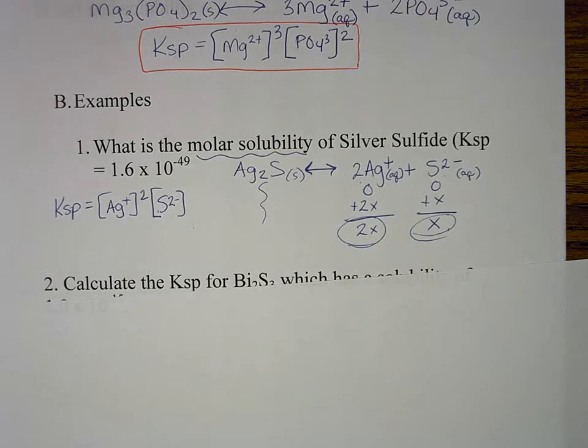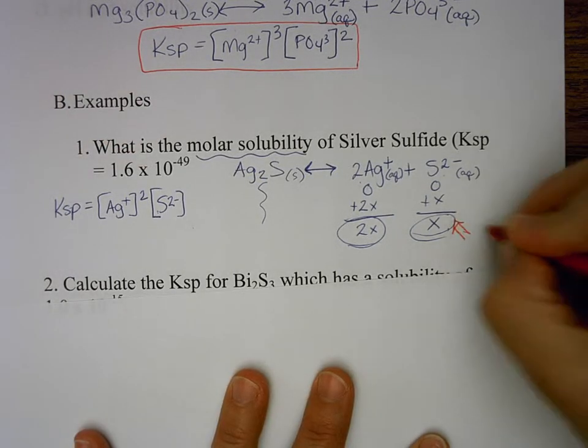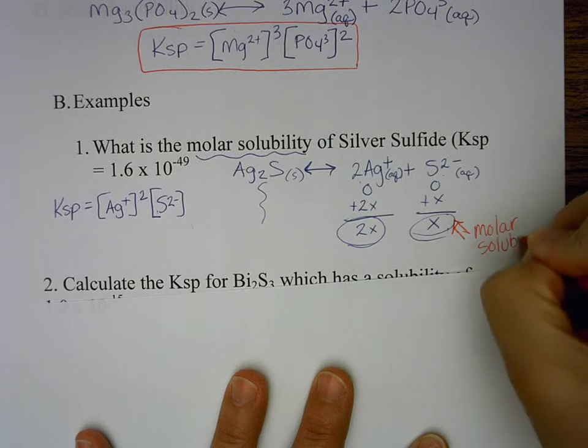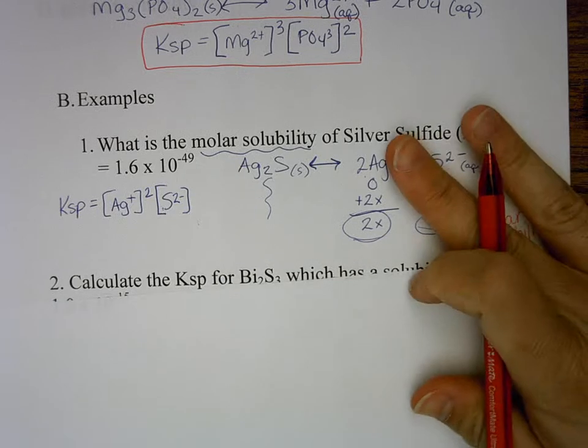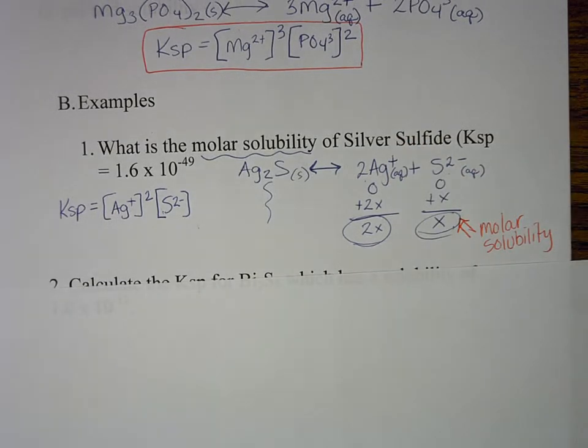Now when you solve for x, because the question is what's the molar solubility? When you solve for x, that is the molar solubility. Because if you figure out the concentration of sulfide at equilibrium, the ratio of sulfide to this silver sulfide over here is 1 to 1. And so whenever you solve for x, that is actually calculating the molar solubility.